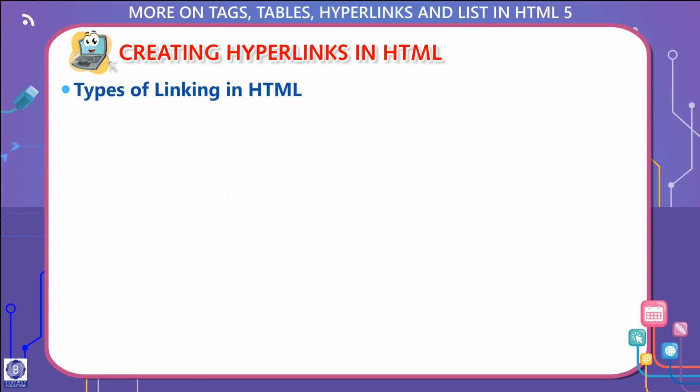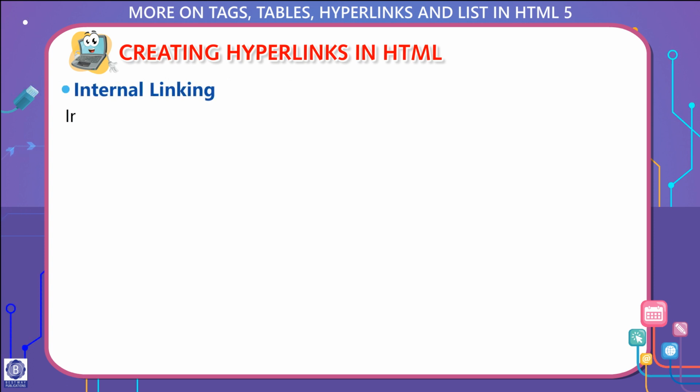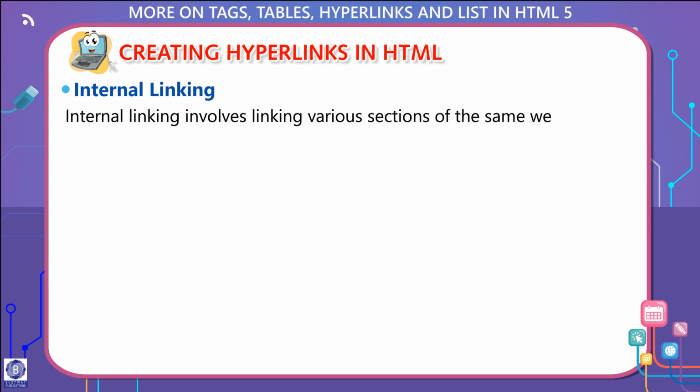Types of linking in HTML. There are 3 types of linking in HTML. They are external linking, internal linking, email linking. Internal linking. Internal linking involves linking various sections of the same web page.